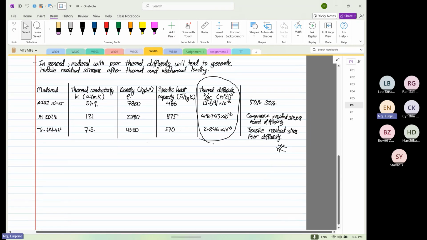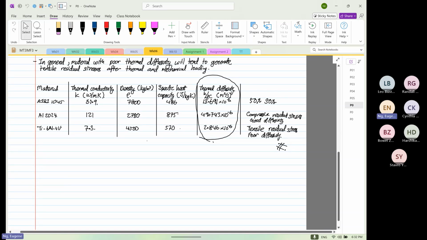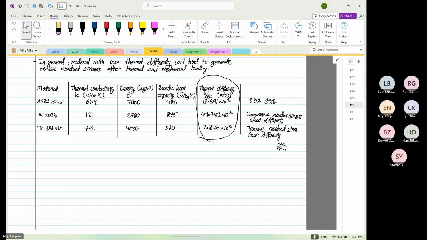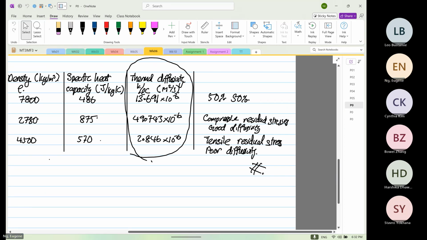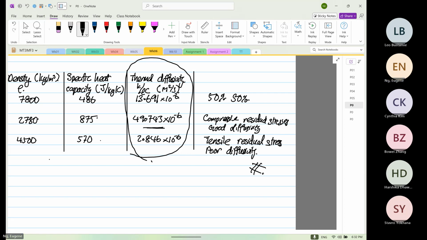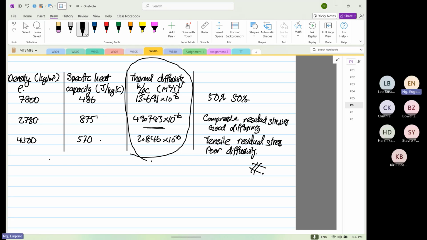So where we finished off, long time ago, we looked at material physical properties, okay? And we mentioned that depending on the thermal diffusivity, if the thermal diffusivity is poor, we tend to get tensile residual stress. If the thermal diffusivity is good, the higher the value means it's good, you tend to get compressive residual stress, okay? And what's in between is 50-50. Not 50% compression, 50% tensile. The probability is either compression or tensile, okay?